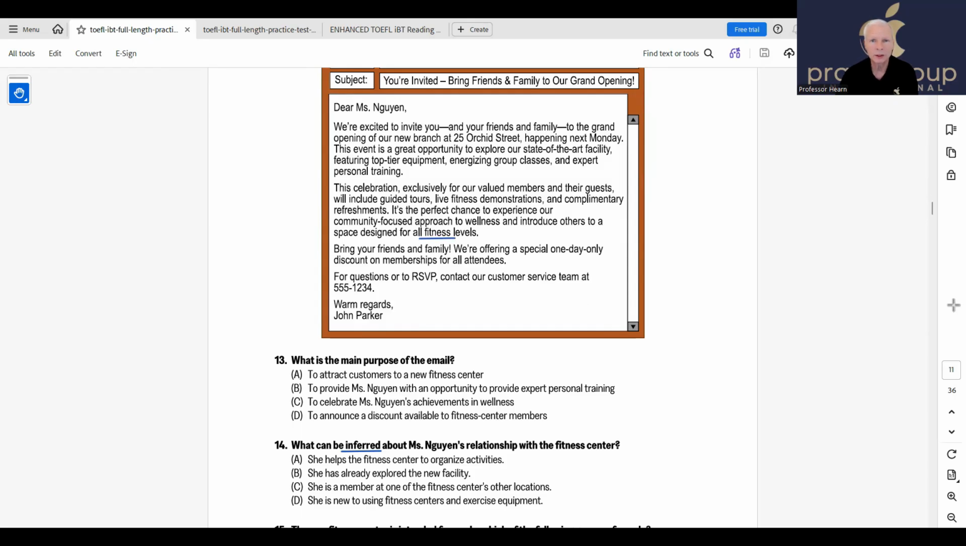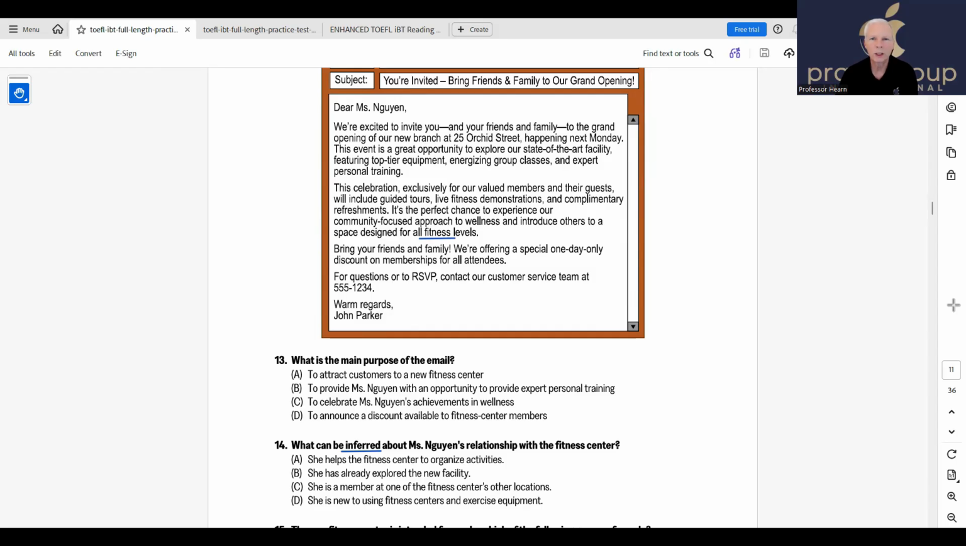And now I'm going to read this sentence for the general idea. Our sentence reads, it's the perfect chance to experience our community-focused approach to wellness and introduce others to a space designed for all fitness levels. Now, does this one sentence give you enough information to answer the question? In other words, is this sentence directly related to this question? It is not, because it's asking about this person's relationship to the fitness center. And this sentence does not reveal that relationship.